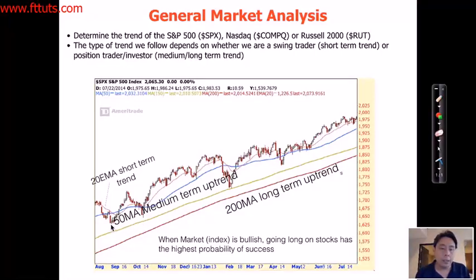And again, if you're more of a medium-term or long-term investor, as long as the price is above the 50 moving average and the 50 MA is sloping up, you could take a medium-term investment. And if the price is below the 50 moving average and sloping down, you do not want to take any kind of long investments. All right?